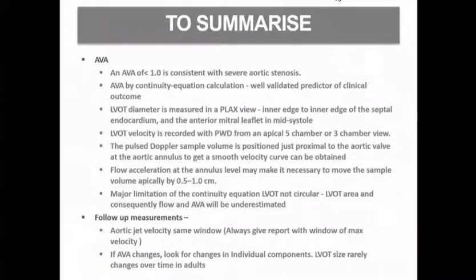The continuity equation is well validated. The LVOT diameter should be measured in the PSAX view. The LVOT velocity is recorded with pulse wave Doppler in the apical 4-chamber or 3-chamber view, where you get a smooth curve from which we take the VTI. Another major limitation of the continuity equation is when the LVOT is non-circular. When following aortic jet velocity, use the same window that gave the maximum velocity. Otherwise, in the report you should mention whether it was measured in the 4-chamber, 5-chamber, or 3-chamber view. And for EF changes, look at the individual components. LVOT size does not really change over time in adults.